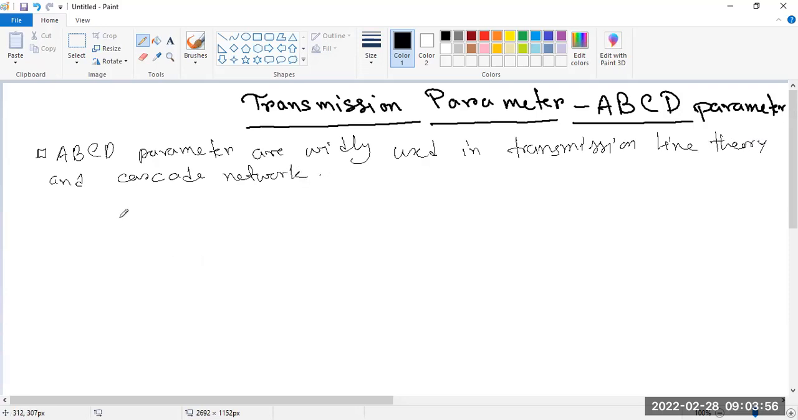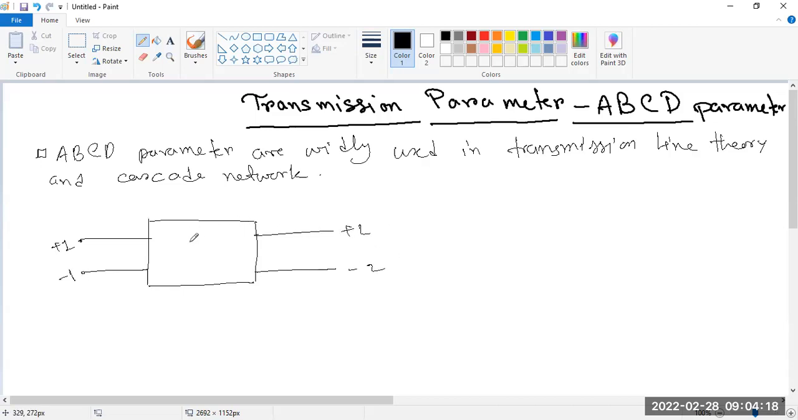So first of all, we have to draw this block diagram. This is +1, that is -1, that is +2, -2, and this is a network, and that is I1 entering, I2. This is V2. You all know that. Just recall that is V1. And that is the network.